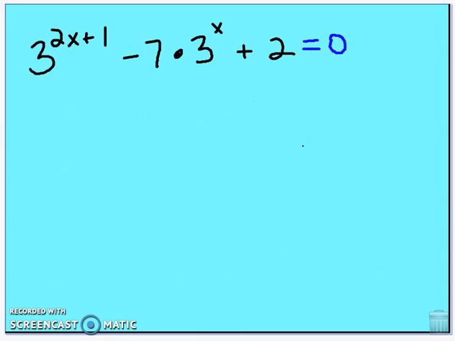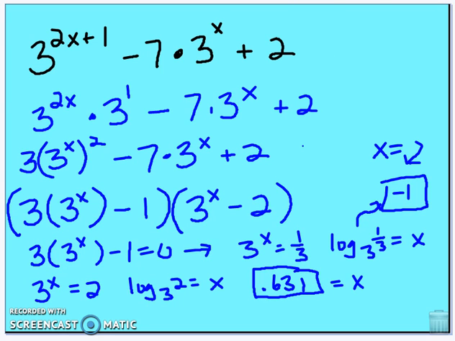All right, so you can try another one. Let's see if you can tackle this one. That'll be it for today. 3 to the power of 2x plus 1 minus 7 times 3 to the x plus 2 is equal to 0. You can see that we've created some type of a pattern with the quadratic function. Let's see if you can factor this one.